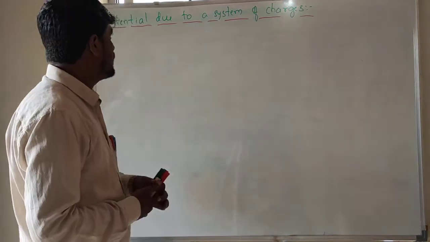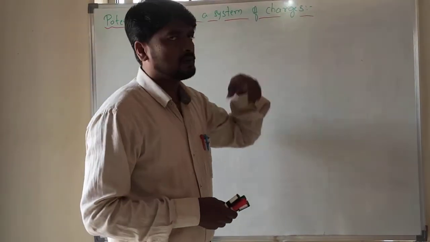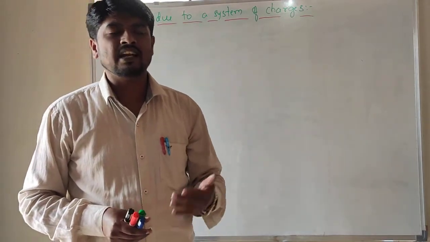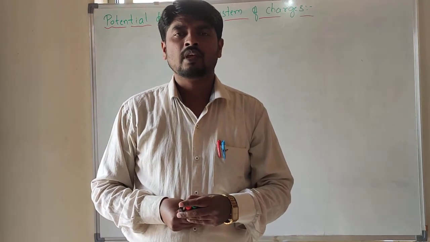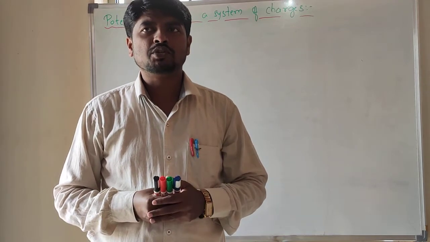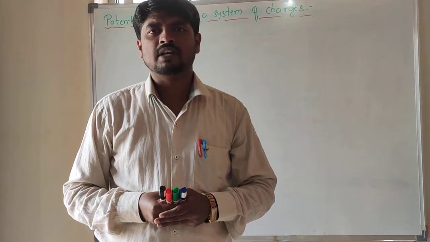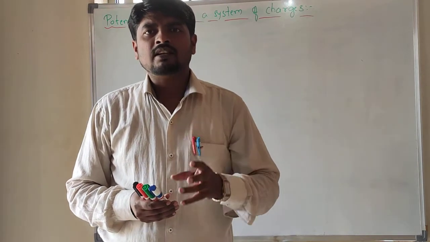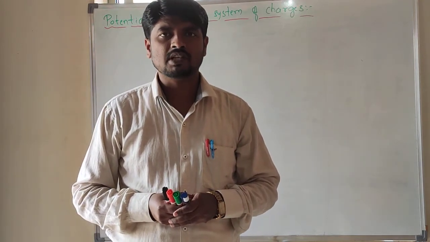Today we are discussing one more important topic for 3 marks, that is potential due to a system of charges. The derivation exactly resembles what we studied in the first chapter, electrostatic charges and fields. There we derived 2 important results, electrostatic force due to a system of charges and electric field due to a system of charges. To arrive at the final derivation, we used a very important principle called the superposition principle.